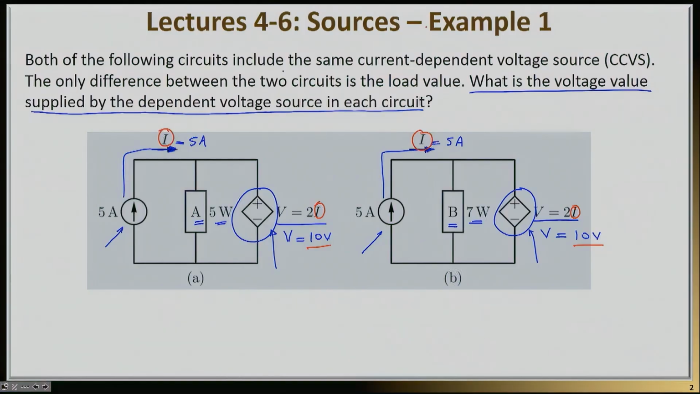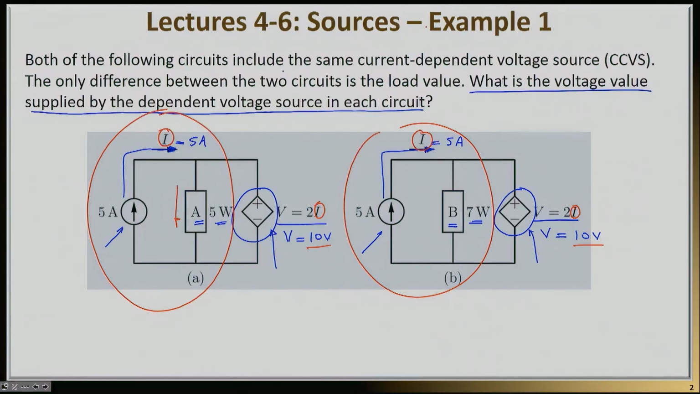So even though we're calling this a dependent source, and even though the circuit that this source is connected to is different in each case, you can see that this circuit here is different than this circuit here, the value of the dependent source is exactly the same, 10 volts in each scenario. Well, you might say, wait a second, then what is changing here? What is changing is the current that this device will draw.